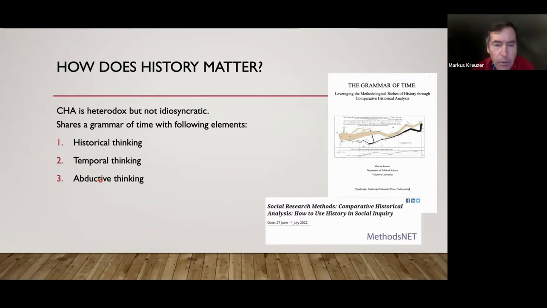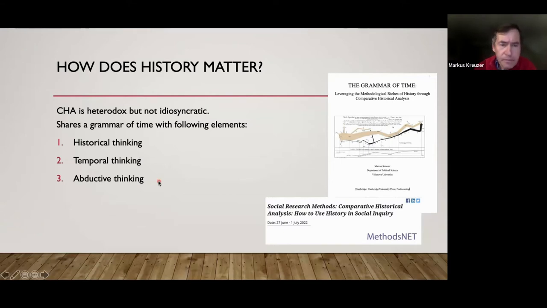And I should just point out that in an hour, I can really only give you a very cursory overview over these three foundational characteristics of comparative historical analysis. If you want more details about it, this is the course that I will be teaching at the Methods Net this summer that elaborates on it. And the other one is a book, The Grammar of Time, that I just completed and that will be forthcoming with Cambridge University Press sometime later this year or early next year.